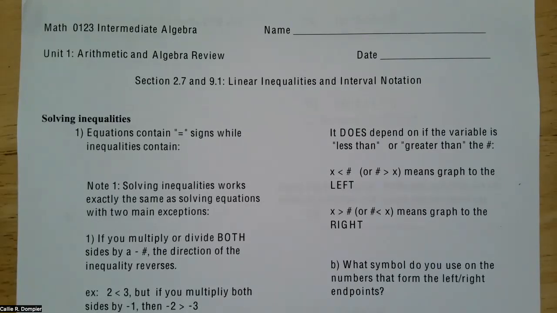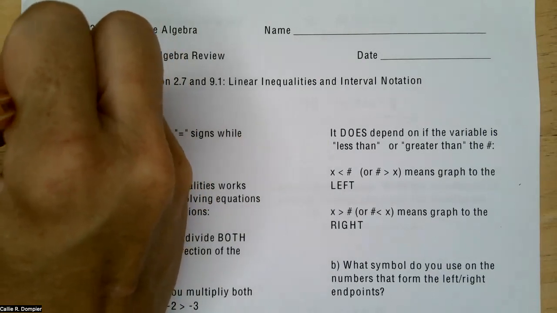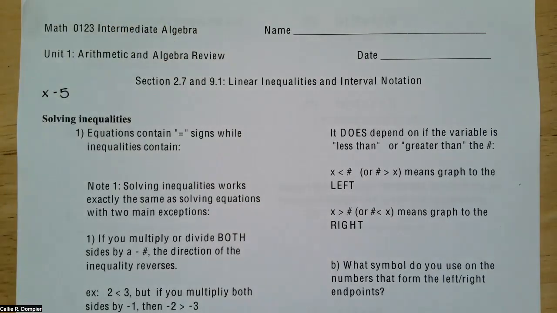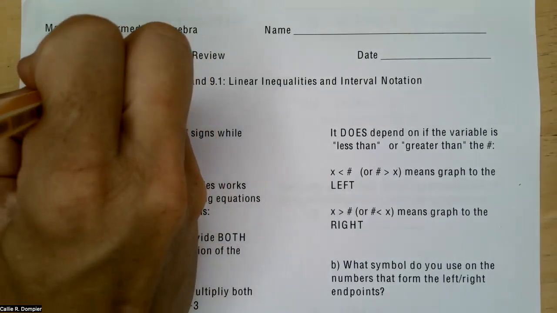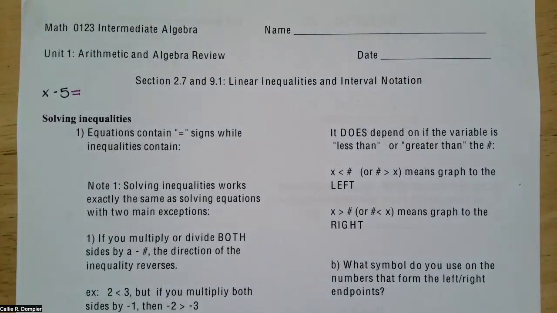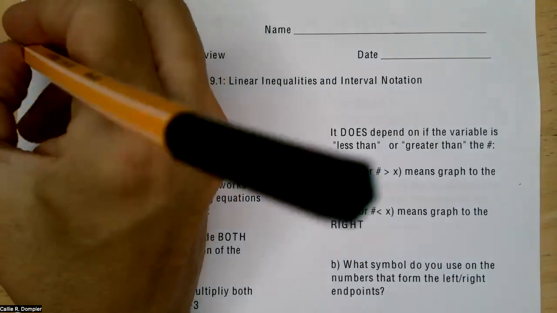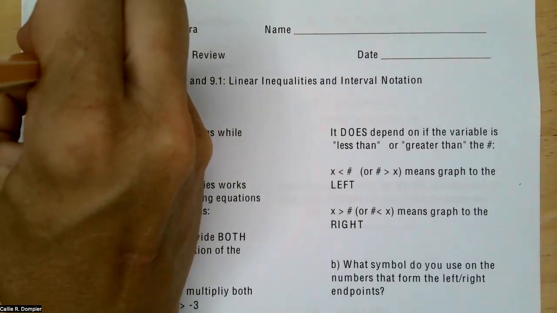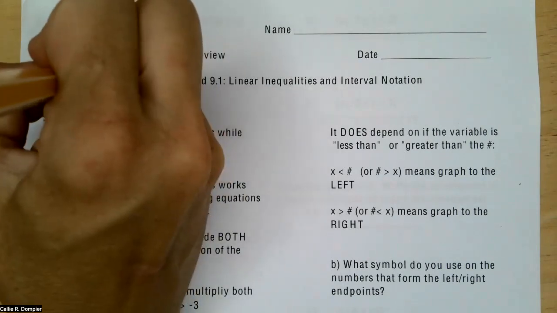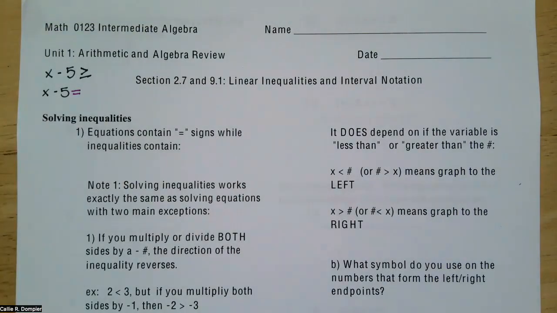So, solving inequalities. What is the difference between an equation and an inequality? An equation has an equal sign. There's also an expression. An expression would just be x minus 5. That's an expression because there is no equal sign. If you add the equal sign, it becomes an equation. And if instead of the equal sign, you were to put a greater than or equal to sign, or just a greater than sign, that becomes an inequality.